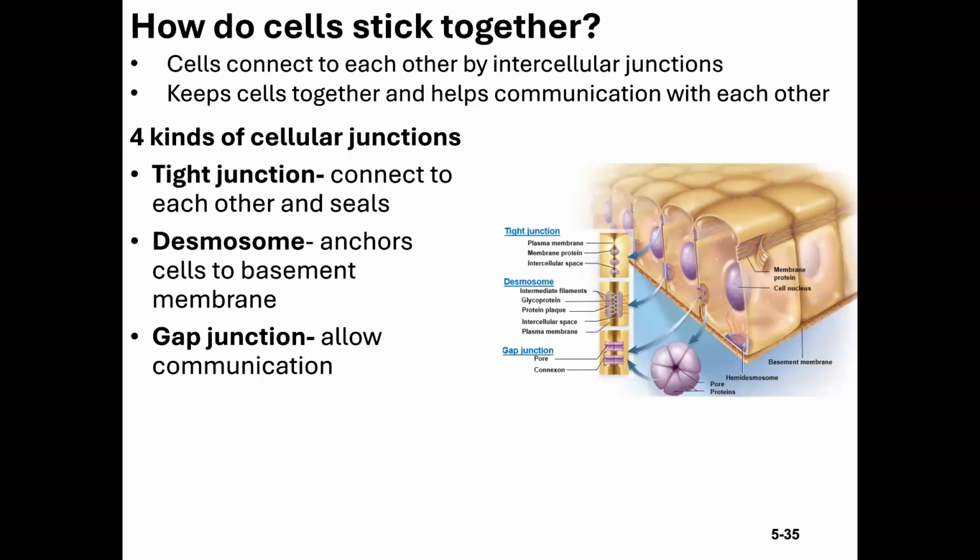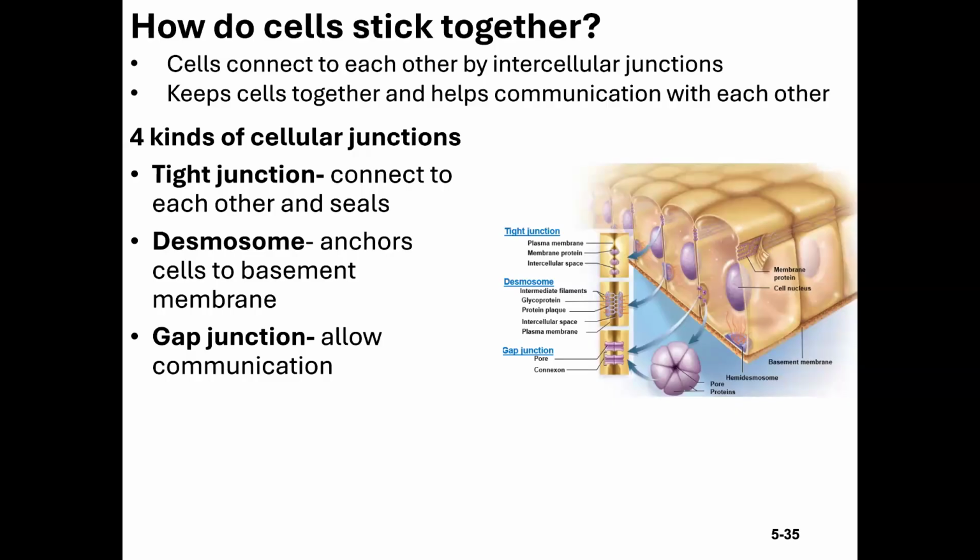So cells are connected to each other through junctions. There are 4 types of cellular junctions. There's a tight junction, which means the cells are tightly connected to each other. Or there could be a desmosome. That is where the cell is anchored to the basement membrane.